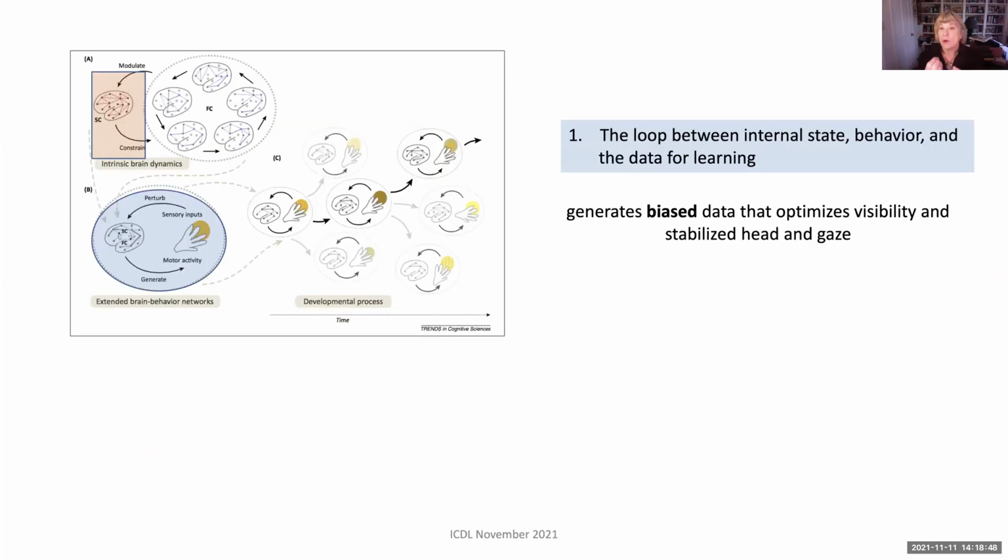So the point that I want to make here is that the loop between the internal state, baby's looking at something, wants to look at it, their behavior, leaning in, holding it close, biases the data for learning and actually optimizes, I think, visibility and other properties like a stabilized head and gaze that support learning. And this is through their body, okay?